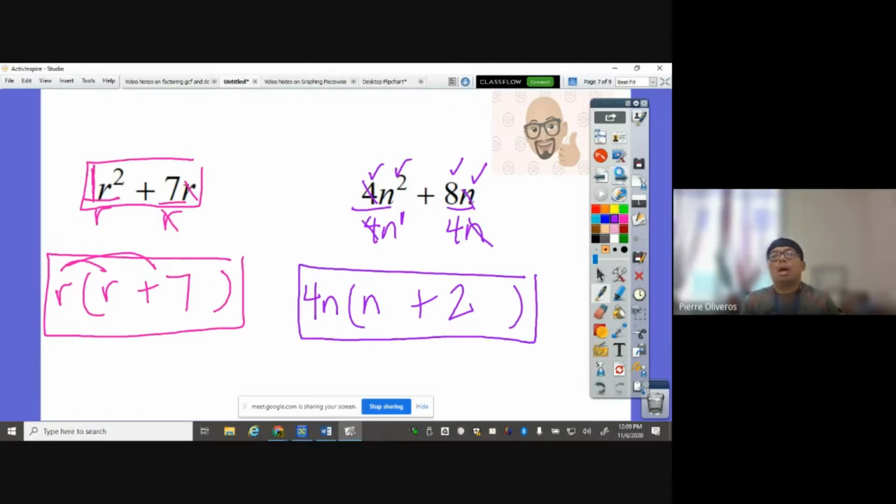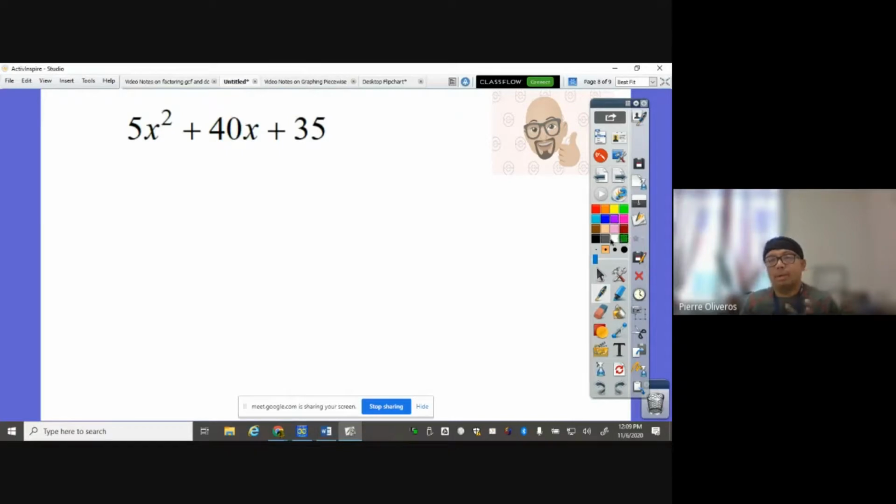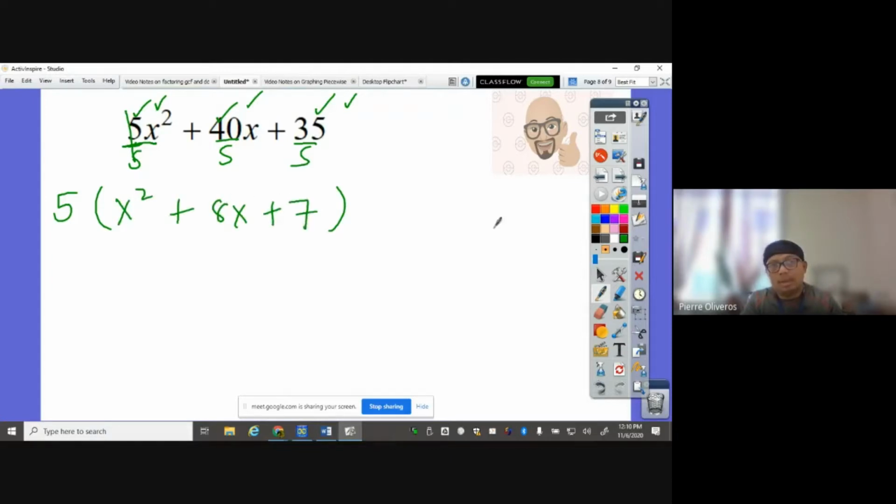Okay? All right. So we mentioned when a is not equal to 1. Like here, a is not equal to 1. In this case, this is still a baby factoring. Why? Because always check the GCF first. Look at this one, 5, 40, 35. Do they have any common factor? Yes. What's the common factor? It's 5. Do all of them have x? No. So the GCF is just 5. So if you divide this by 5, by 5, by 5, that will cross out. That will give you x squared plus 8x plus 7.